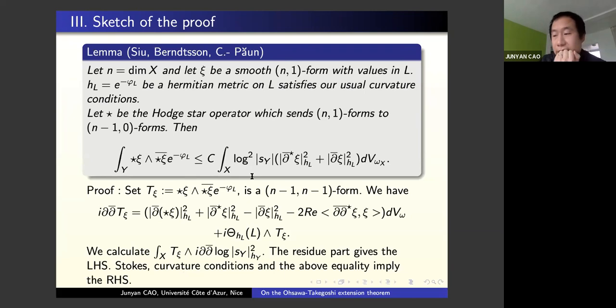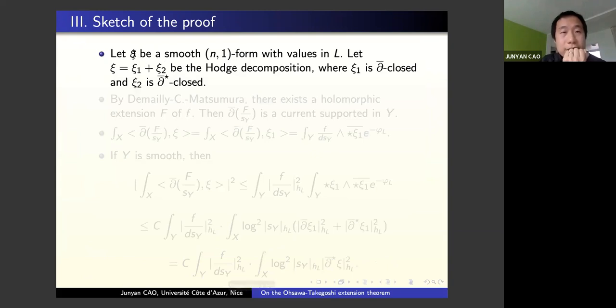Now, I would like to explain the proof of our results. We first take xi to be a test function, which is a smooth (n,1)-form with values in L over X. Now we take the Hodge decomposition of xi. That means that xi is equal to xi one plus xi two, where xi one is d-bar closed, and xi two is orthogonal to the space of d-bar closed forms. Therefore, we know that xi two is in fact d-bar star closed.